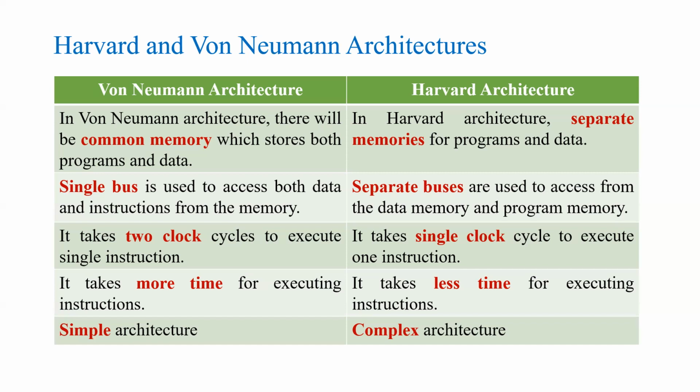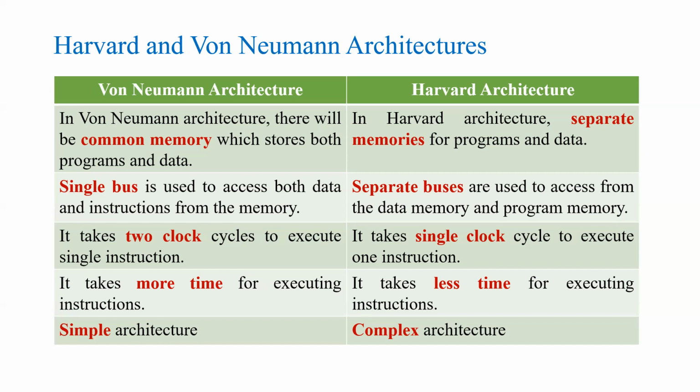Coming to the third one, it takes two clock cycles to execute a single instruction. Here my intention is, in one clock cycle, I'll access the data, and in another clock cycle, I'll access an instruction. Once I access both the data and instruction, then I'll start execution, because here I am using only a common memory that can hold both the data and instructions. Don't think, friends, that in two cycles it can execute a program. That is not my meaning. Here, in a single clock cycle, I access the data from the memory by using that single bus, and in the second clock cycle, I access the instruction from the memory.